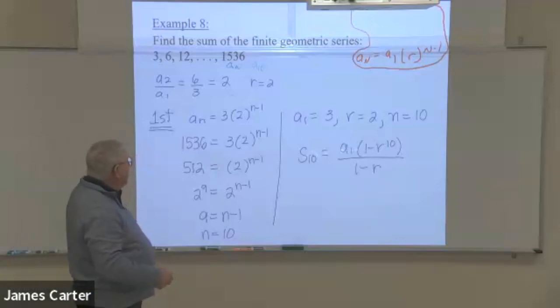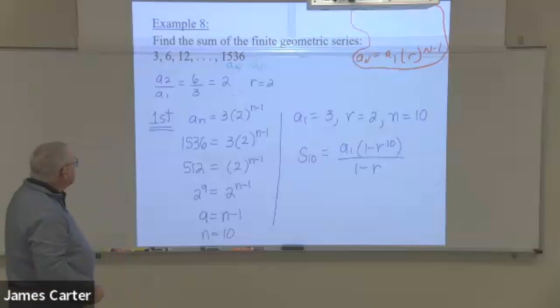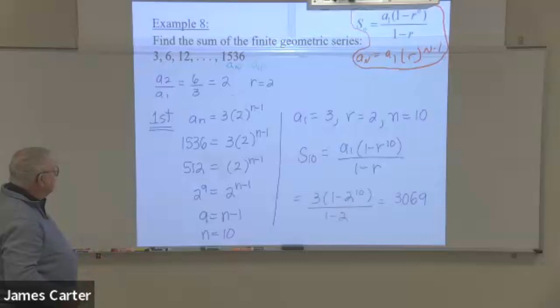So here it is. First term, 1 minus that to the nth power over 1 minus the 2 in this case. That 2 there. So we substitute in, use your calculator, and get that value.